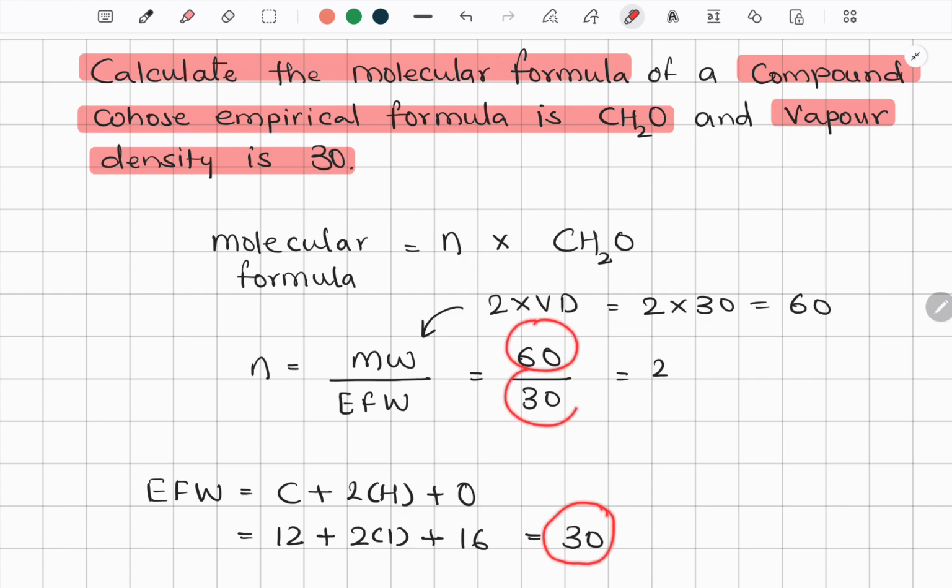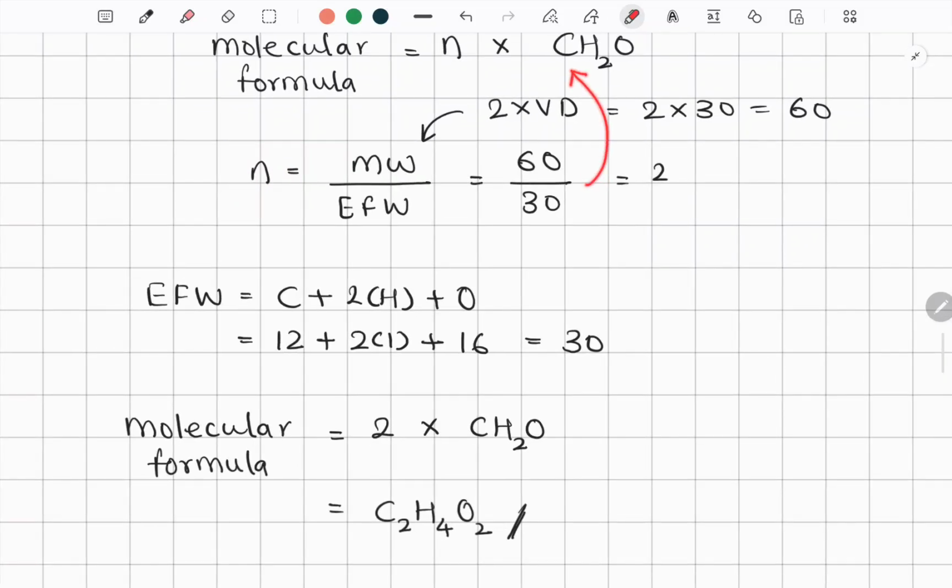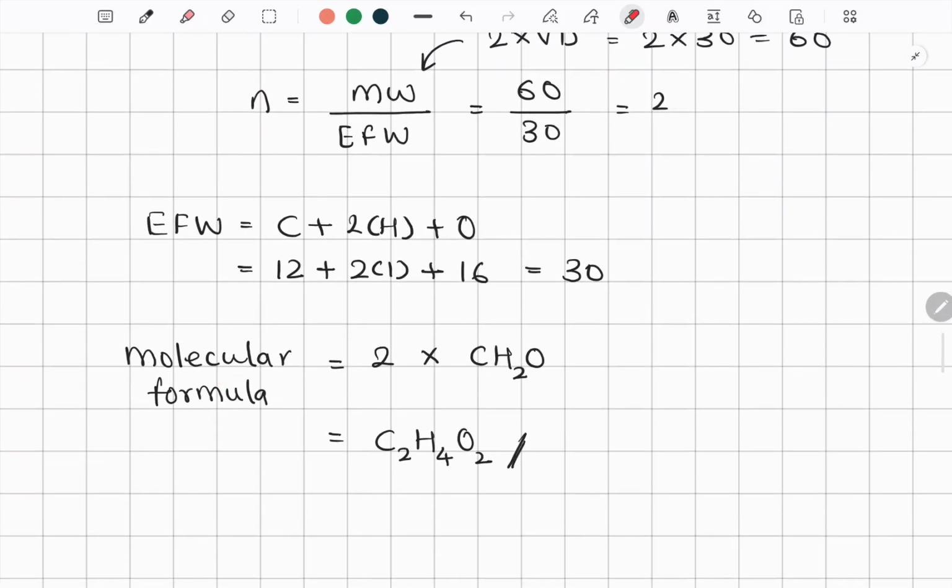So 60 by 30 becomes 2. Okay, the value of N was 2. Then we substitute this value into the molecular formula. The molecular formula becomes 2 into CH2O, which is C2H4O2.